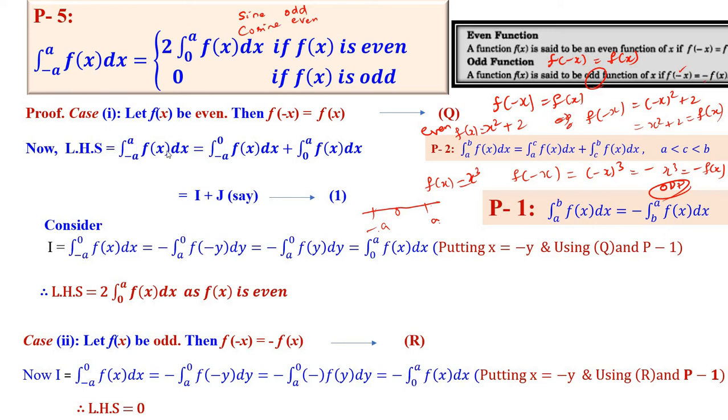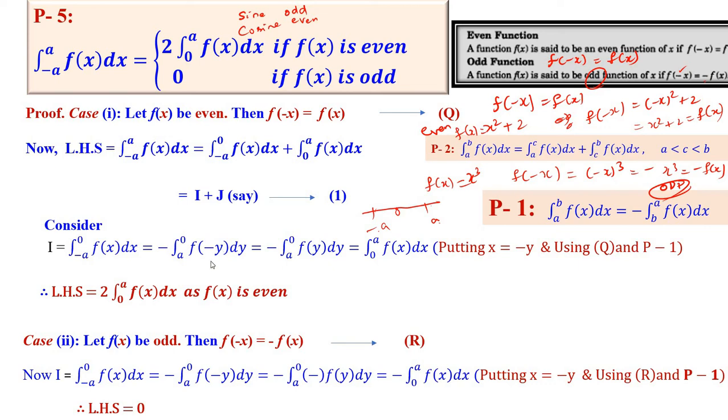So integral minus a to a f of x dx is integral minus a to 0 f of x dx plus integral 0 to a f of x dx. We shall name the first integral I and the second one J. Now we consider I, which is minus a to 0 f of x dx. Now replace f of x by f of minus x, because it is an even function.